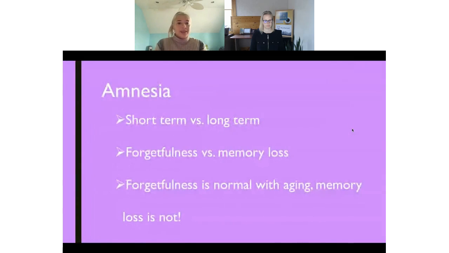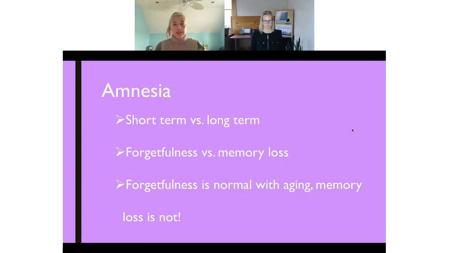So the first A is amnesia, short-term versus long-term memory. Forgetfulness versus memory loss. What we mean by this is, as I had asked before, is dementia a normal part of aging? And many of you said no, and that is the right answer. It is not a normal part of aging.